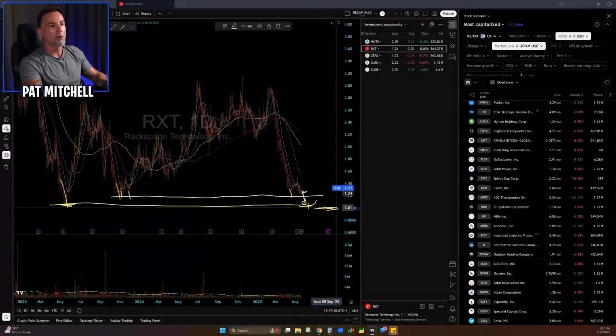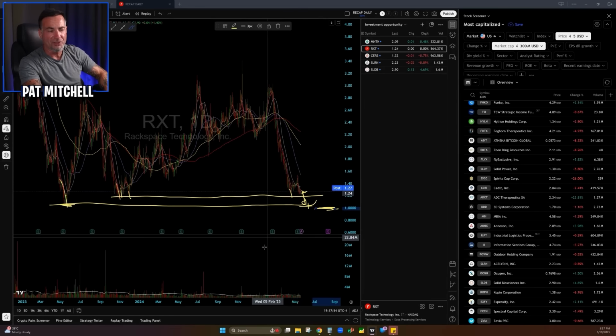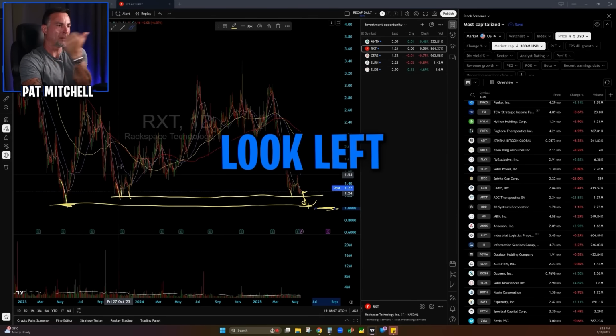Okay, so that $1 range, if it breaks that, so give it to like 98 cents, get out. It ain't worth holding anymore, folks. You can always re-enter if it comes back up and it wants to actually show you that it's strong. So basically what I'm saying is when you're finding support levels to set your stop, look left.